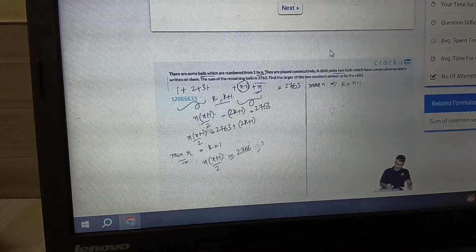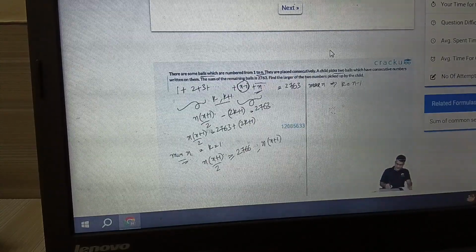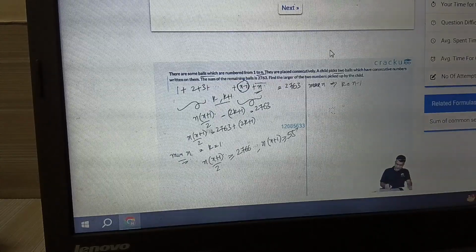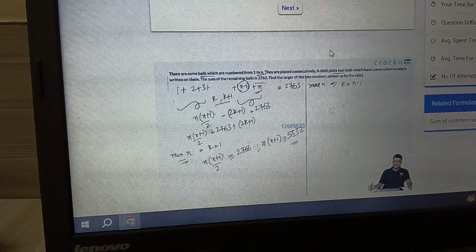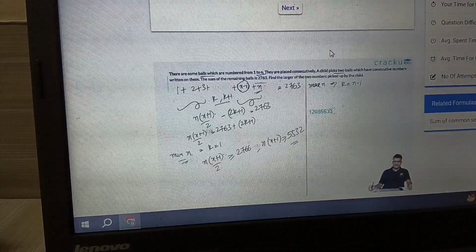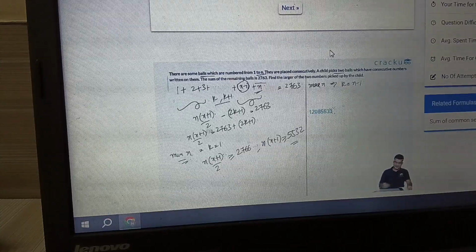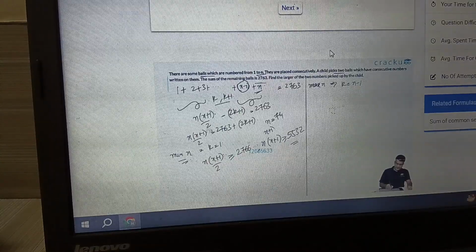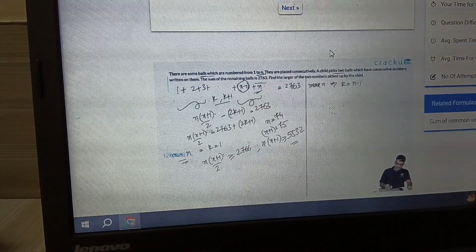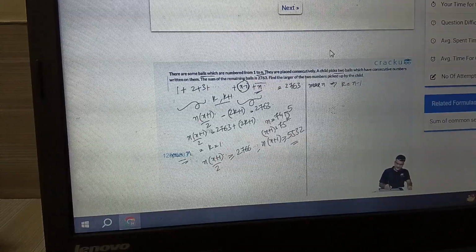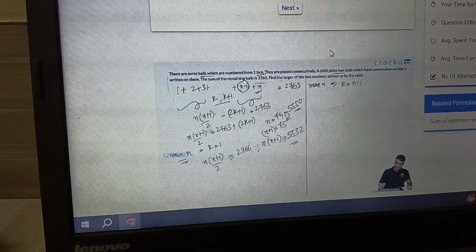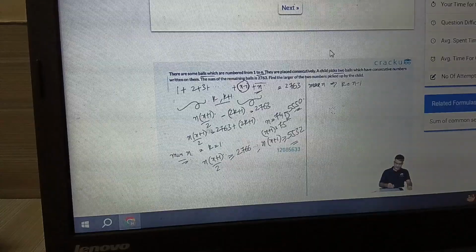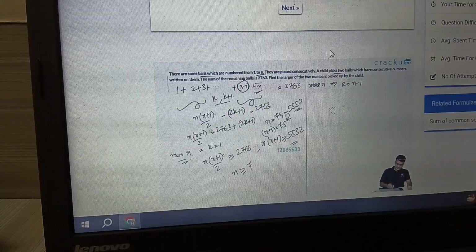Or the value of n into n plus 1 will be greater than or equal to 5532. You can use trial and error to figure out the smallest value of n for which this is satisfied, and you will figure out that when n is equal to 74, n plus 1 will equal 75, and the product of 74 and 75 is 5550, which is greater than 5532. So n has to be greater than or equal to 74.